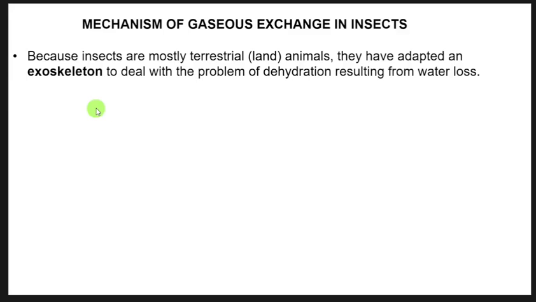All right, so such a skeleton is called the exoskeleton, and insects have got an exoskeleton to deal with the problem of dehydration resulting from water loss. So insects are very small and they contain a small amount of water, and since they live on the surface of the land, to avoid losing water by evaporation that can cause dehydration and make them die, they have got an exoskeleton that is covered with a cuticle that prevents loss of water from the body of insects.